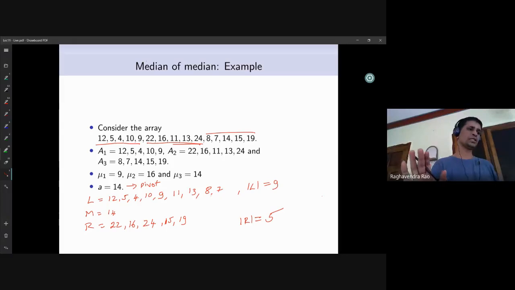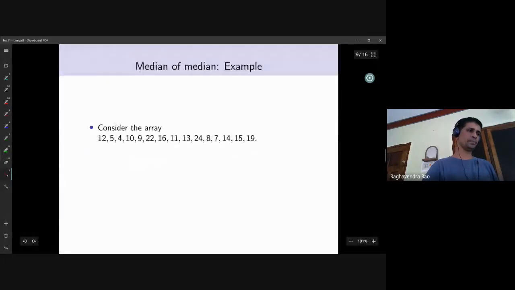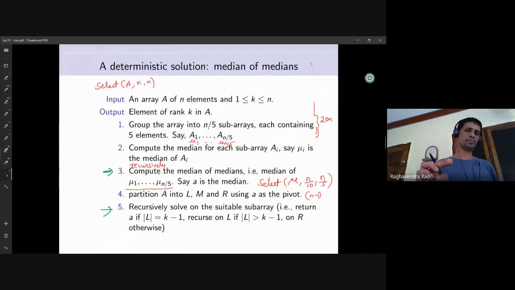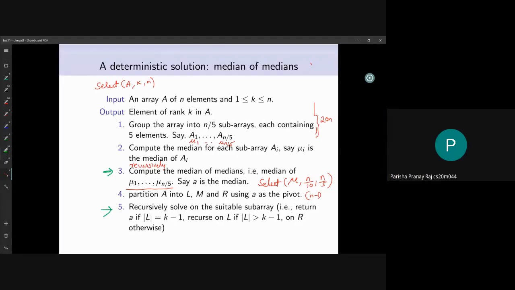Any other question? Is it clear how the algorithm is performing? Should we go over the algorithm once again? Yes, sir. Can you just summarize once again?